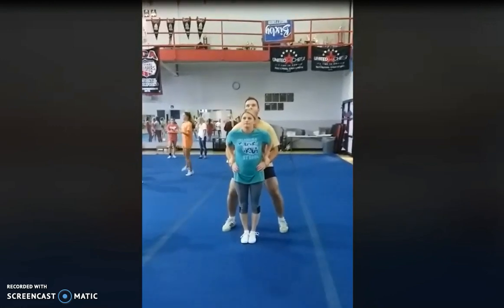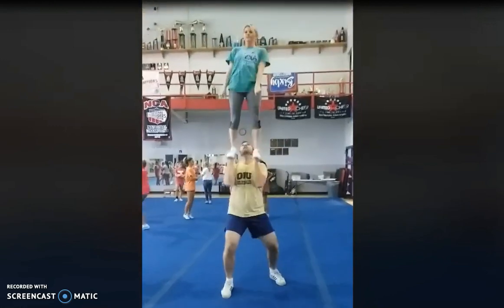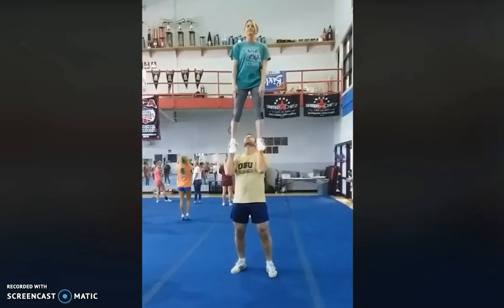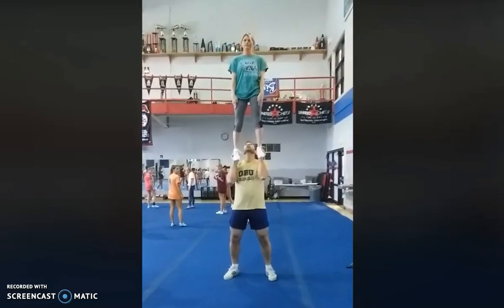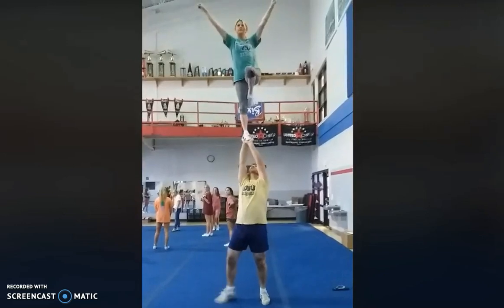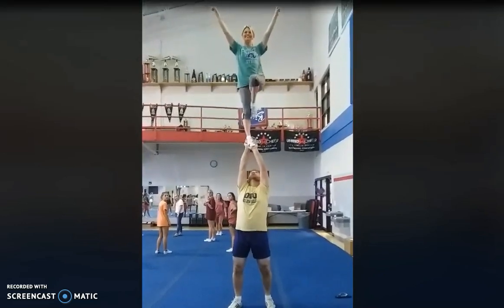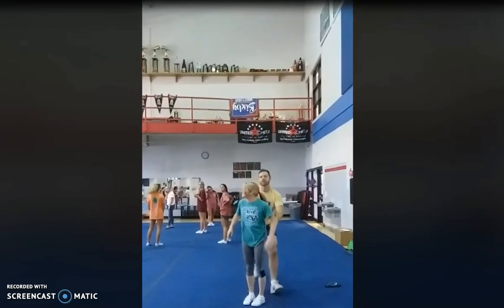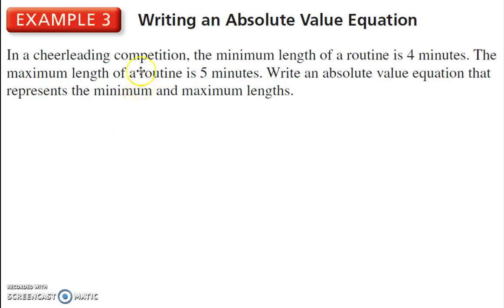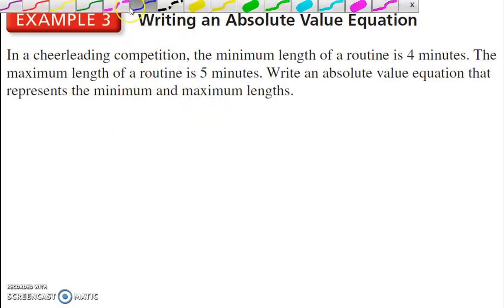In a cheerleading competition, the minimum length of a routine is 4 minutes. The maximum length of a routine is 5 minutes. Okay, so we have a minimum and a maximum there. And we need to write an absolute value equation for that. So the minimum is 4 minutes. The maximum length is 5 minutes.